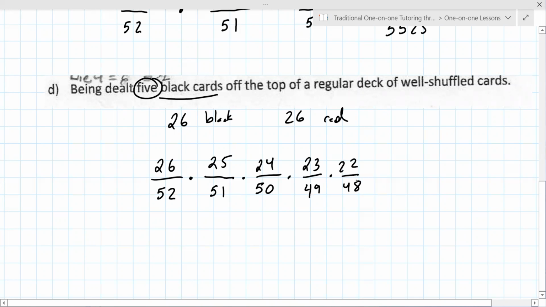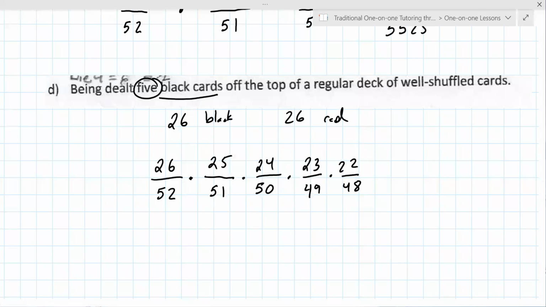All right, and this one most likely is going to be a decimal. It's pretty low. And if you're into poker, this is called a flush, and it's not as likely as some people would make you believe.